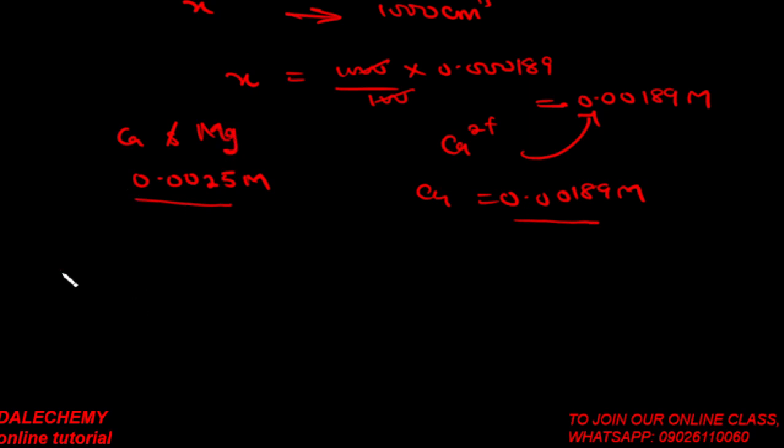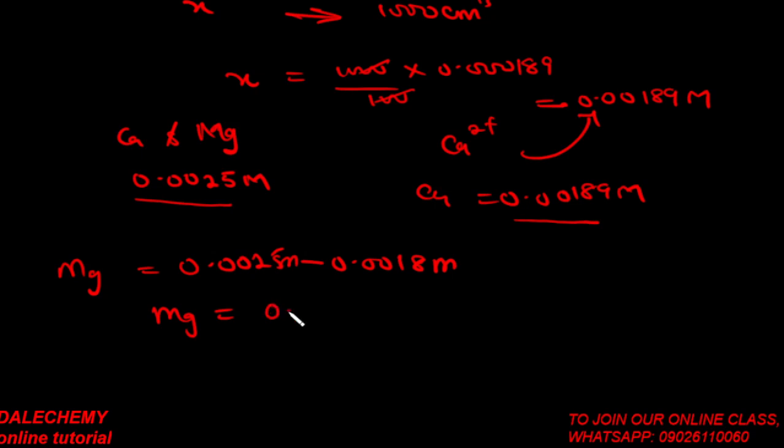So for magnesium alone, the number of mole in 1 liter, which is its molarity, will be 0.0025 minus 0.00189. So that gives 0.00061 molar. So that is the molarity of magnesium, and this is the molarity of calcium.